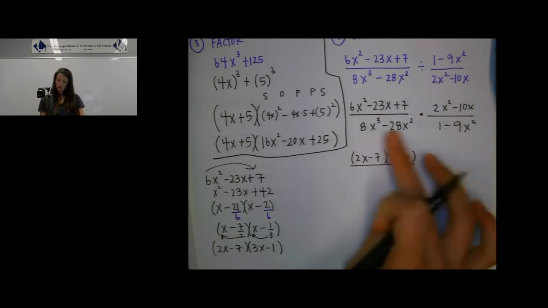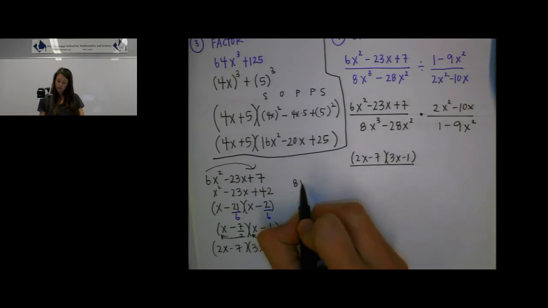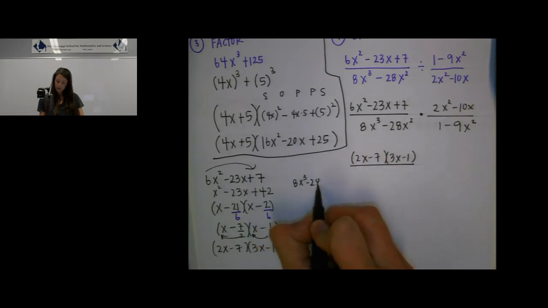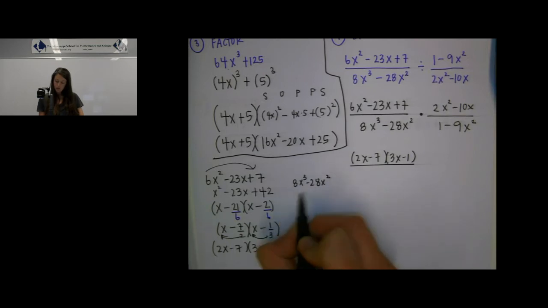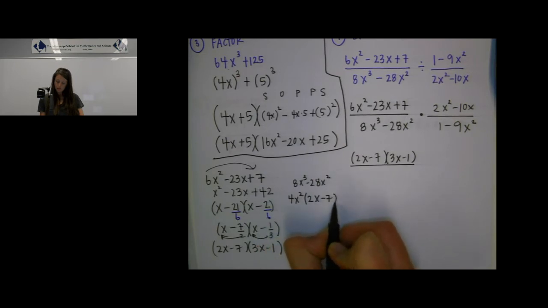So what about here? We've got 8x cubed minus 28x squared. The greatest common factor here would be 4x squared, and you would be left with 2x minus 7.